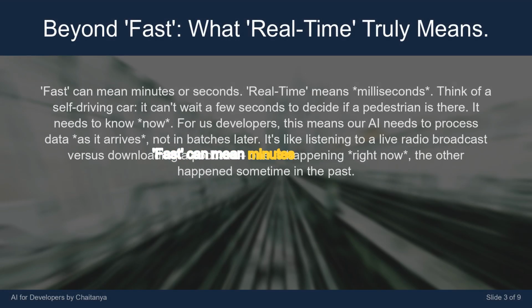Fast can mean minutes or seconds. Real-time means milliseconds. Think of a self-driving car. It can't wait a few seconds to decide if a pedestrian is there. It needs to know now. For us developers, this means our AI needs to process data as it arrives, not in batches later. It's like listening to a live radio broadcast versus downloading a podcast. One is happening right now, the other happened sometime in the past.